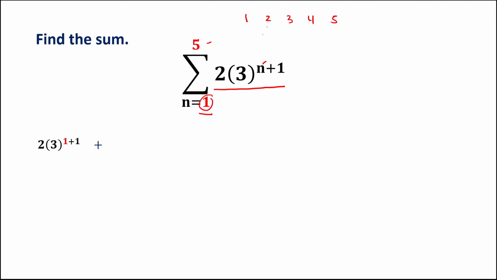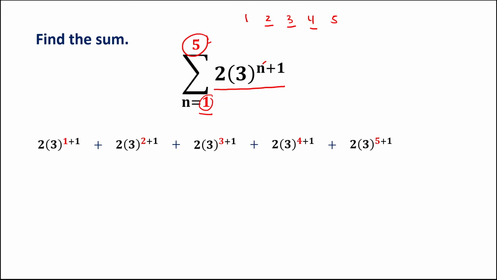Then plus, n now becomes 2, so we have 2 times 3 to the power 2 plus 1. Then plus, n now becomes 3, so 2 times 3 to the power 3. Then plus, n is equal to 4, so 2 times 3 to the power 4 minus 1. Then plus, for the last term, n equals 5, so 2 times 3 to the power 5 plus 1.